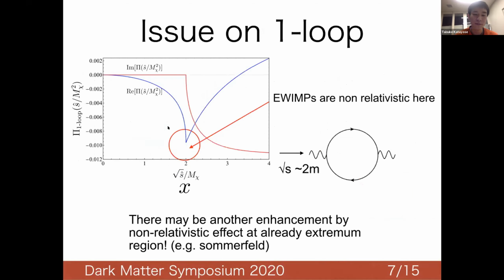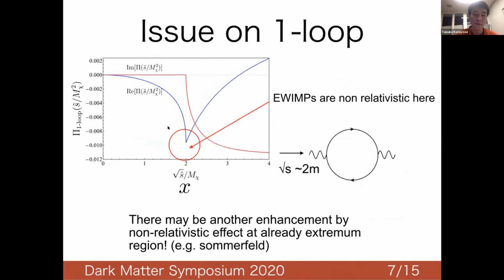And this diagram is significant at the threshold region. So threshold means the center-of-mass energy is equal to 2 times the mass. And this is important for the threshold region. And this diagram is also needed for gauge invariance. And we have the analytic formula of the two-loop calculation at the threshold region. This is the analytical formula.